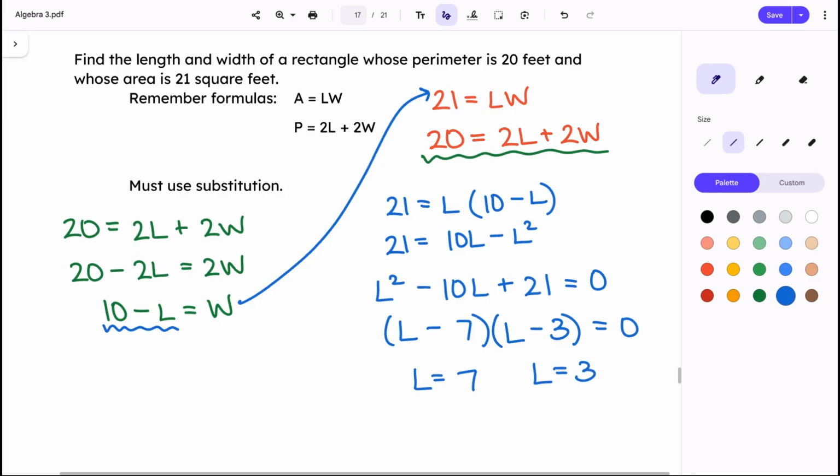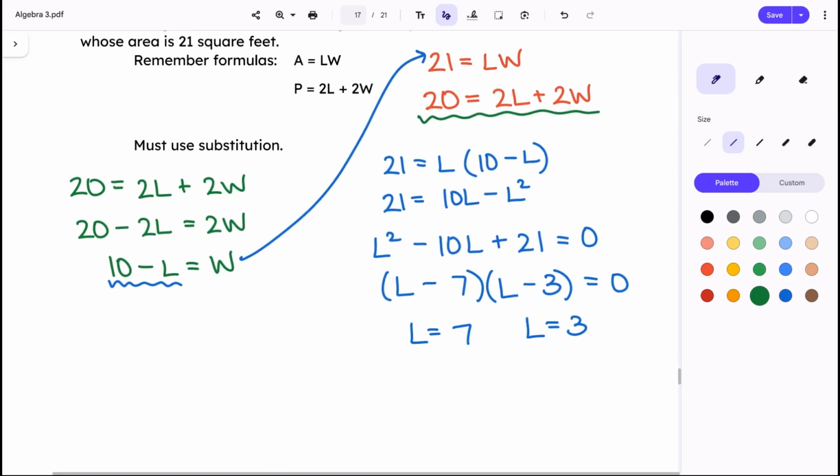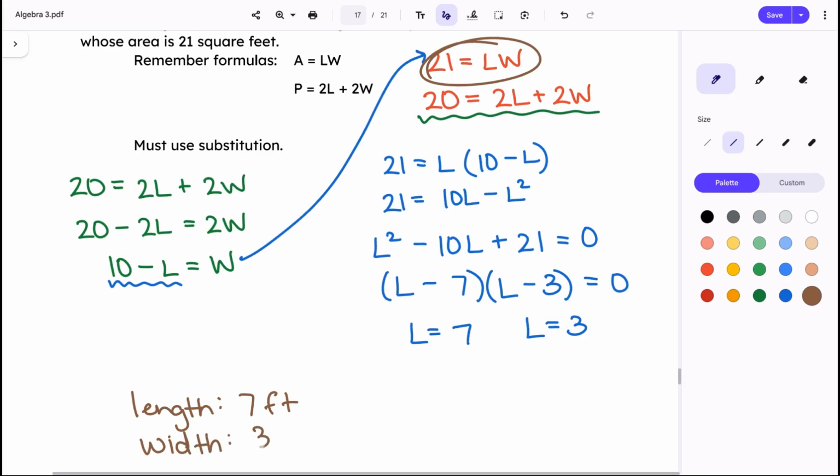Okay, so now I need to find my width. I would maybe come back up here to this equation. 7 times what is 21? 3. So one would be like my length could be 7 feet, and my width could be 3 feet. What's the other possible combination? Opposite way around. Length could be 3 feet, width could be 7 feet. So you could have it either way.